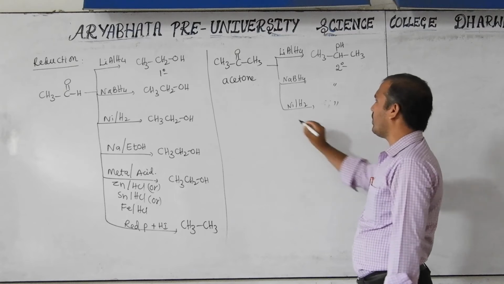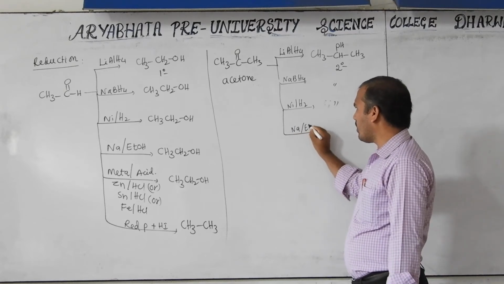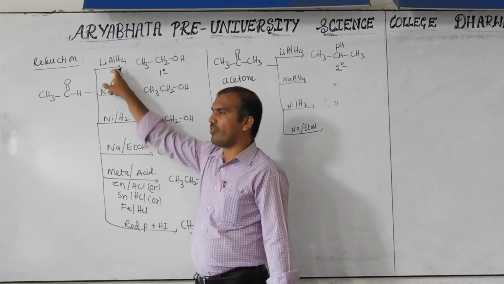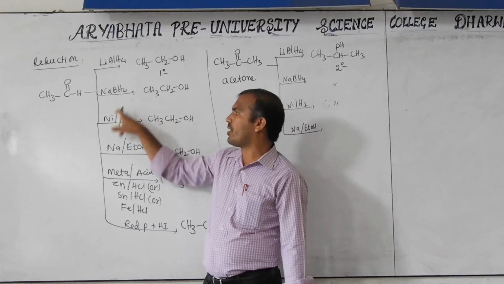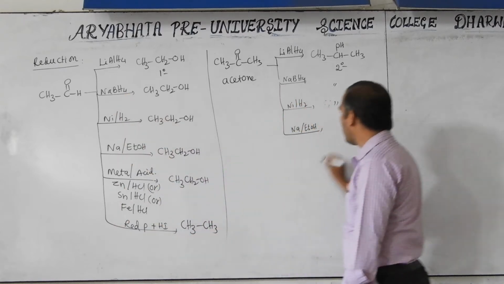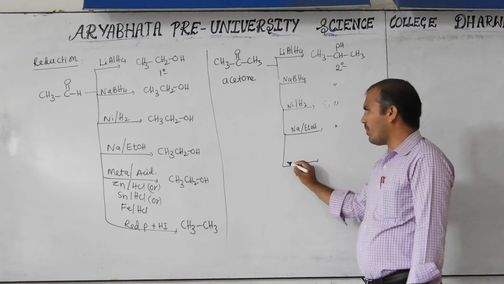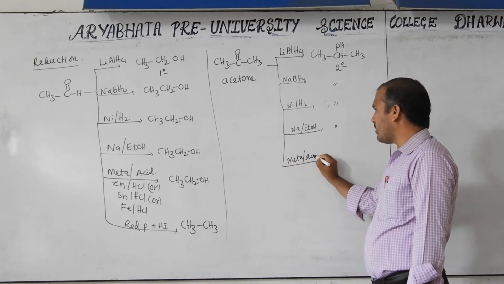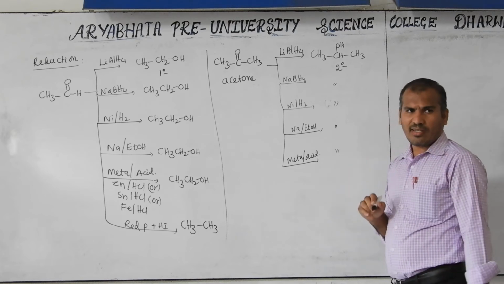No need to write the same again. Next, sodium in ethyl alcohol: here also there is no acid hydrolysis. Only for these two is there a second step, H3O plus; for the remaining there is none. Here also the same product forms. Next, metal and acid, generally dilute acids, also gives the same product, a secondary alcohol.